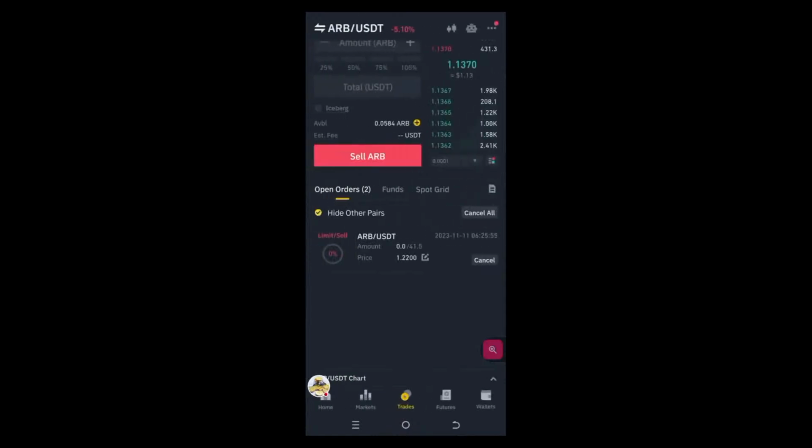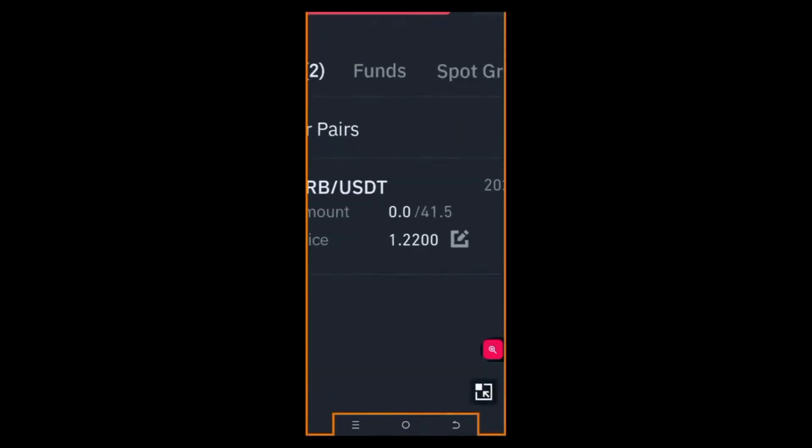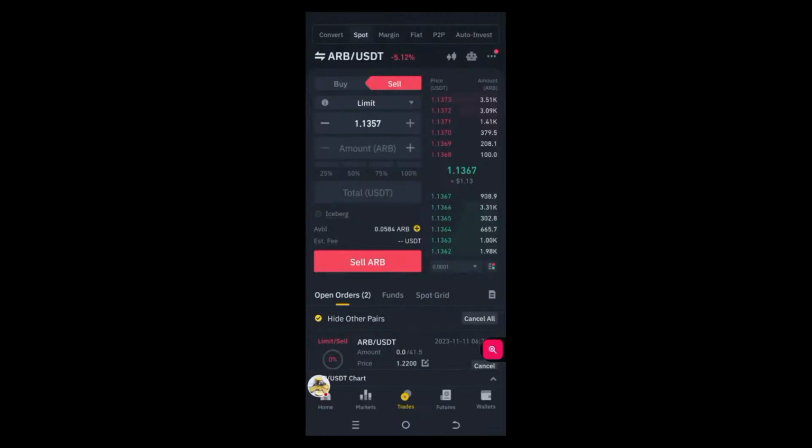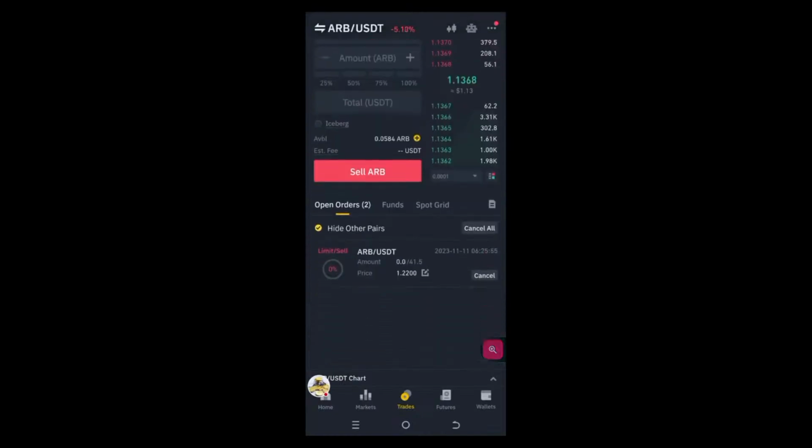Let me show you in the tray here. So what I'm trying to get is 1.22. That's the price of ARB I want to get, right? But it's currently 1.13, because it's going down. So I'm just going to set it to get that, so that even if it takes me 1 or 2 days, once it gets to 1.22, my take profit or my sell limit will be triggered, and I will get the money, and I'll get the profit that goes with it.